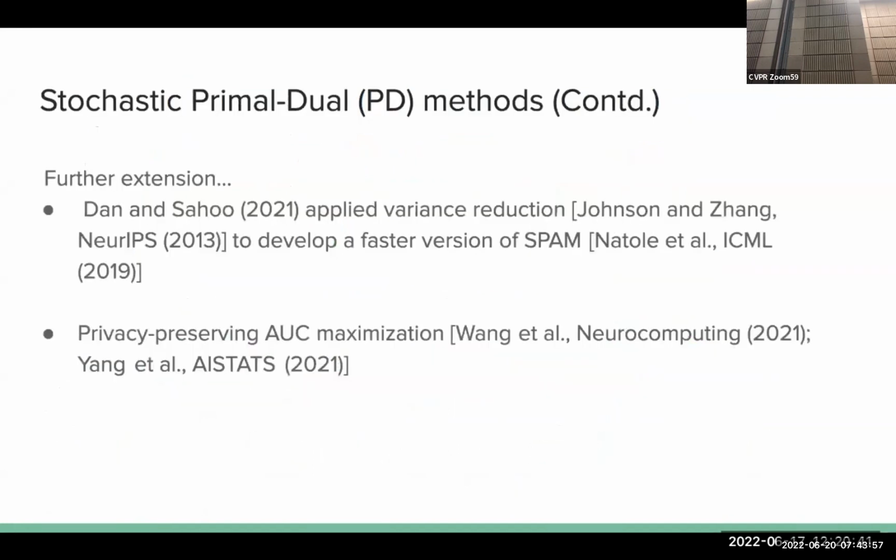And there are various other extensions based on these min-max formulations. For example, in this paper, they further improve the convergence rate to a linear convergence rate by applying variance reduction techniques. And also, recent papers consider AUC maximization with a differential privacy constraint, to address how to design a privacy preserving SGD algorithm for AUC maximization. And again, this method focuses on the min-max formulations.